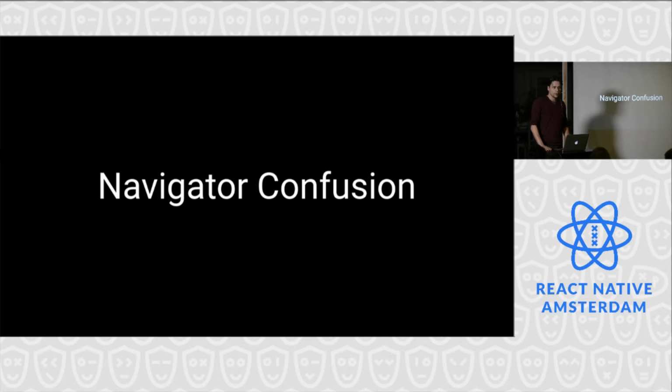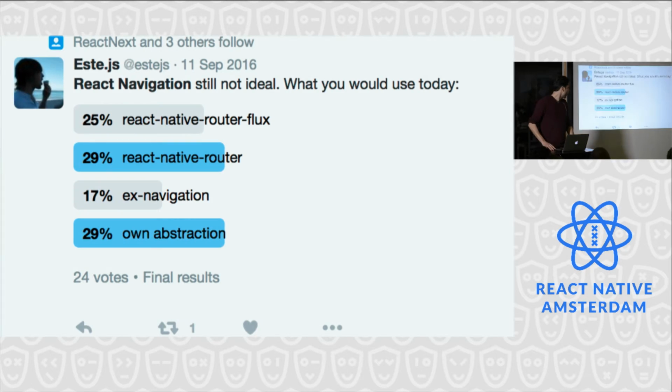The topic is the navigator confusion that I went through, and I think a lot of React Native developers have experienced what is going on with navigators. Here's a Twitter question from September last year: it's still not ideal, what's going on, who's using what today? React Native Router Flux, React Native Router, X navigation, own abstraction. Own abstraction is actually the one we decided to go for at the time, which was a great learning experience to see how that works and how to do that well with animations and screens popping in and replacing each other.